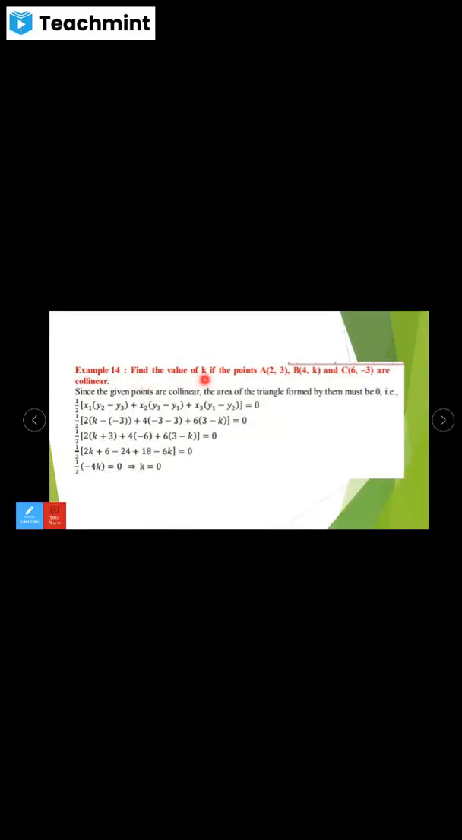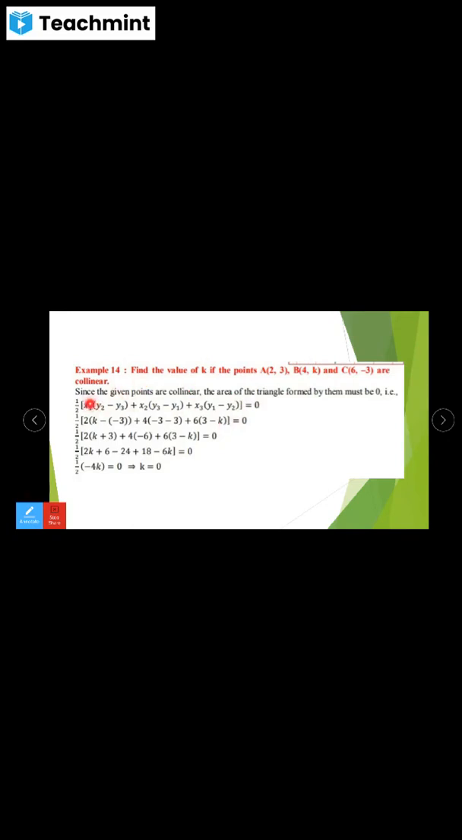Find the value of k if the points A(2, 3), B(4, k), and C(6, -3) are collinear. So this type of question is asked related to the distance formula as well as area related to triangles. So this belongs to area related to triangles. Then how do we solve it using the area of a triangle formula?